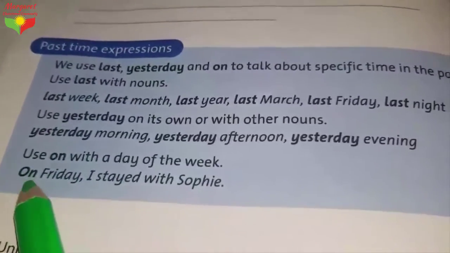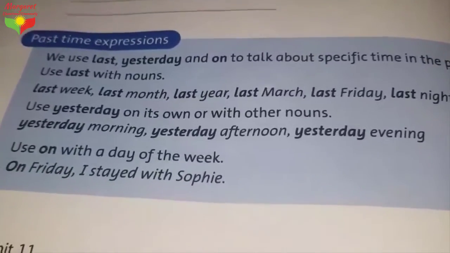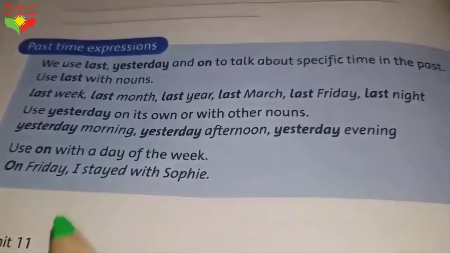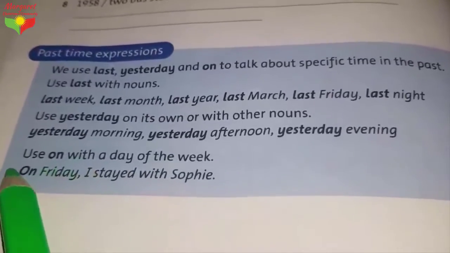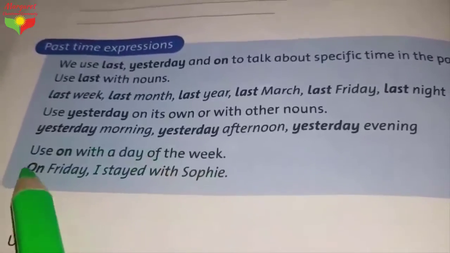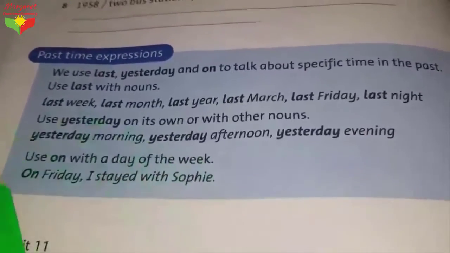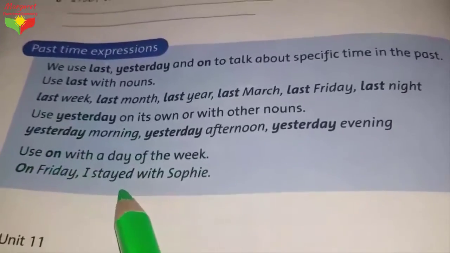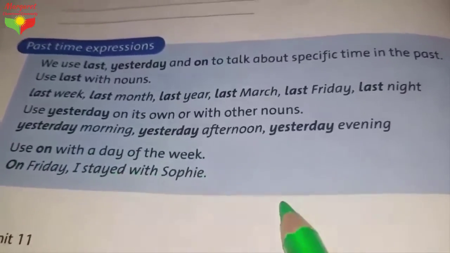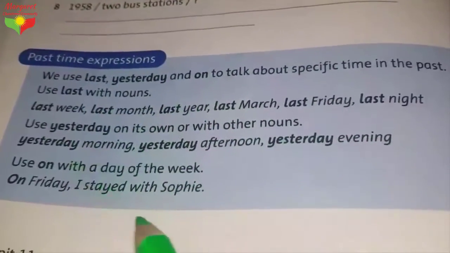So you have to say on Friday, on Monday, on Sunday, on Thursday, on Tuesday. Here, this example says, on Friday, I stayed with Sophie. You can change it. On Friday, I played basketball. On Thursday, I washed the dish. Okay? And let me tell you one more piece of information which is very important.